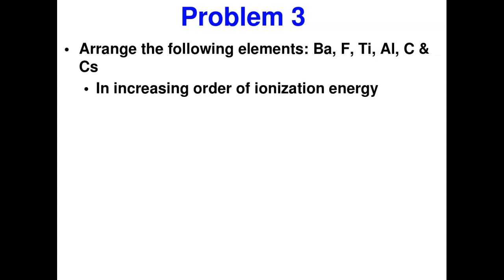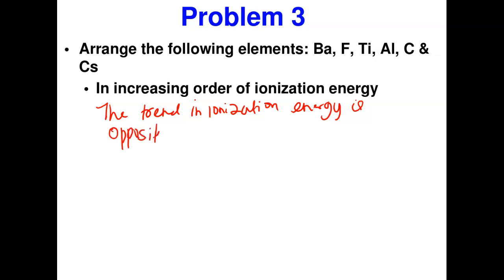Now it says arrange the same type of elements in increasing order of ionization energy. Remember what I told you earlier? I told you that the trend in ionization energy is opposite of the trend in atomic size. So I usually advise students, just take your atomic size and change it since you have it already, because it is the exact opposite.